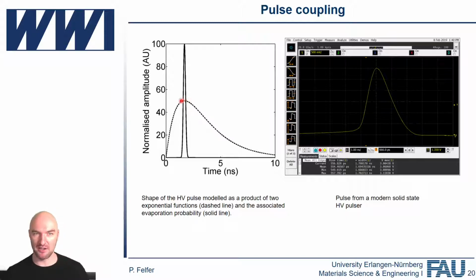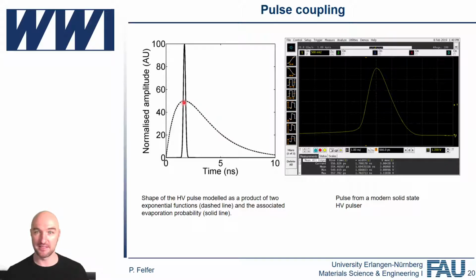And depending on how early it happens, the amount of field that the ion sees before it leaves the area around the specimen is different. So you will have an energy difference between ions that come off very early in the pulse and ions that come off very late in the pulse. Obviously, this is worse the longer the pulse is, and this is why we want to have relatively short pulses.